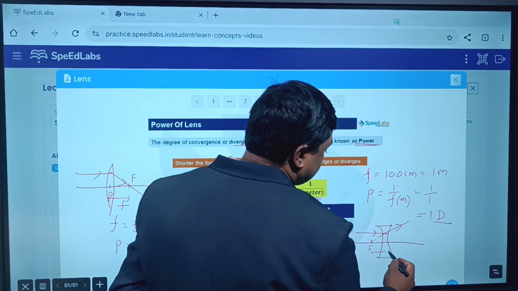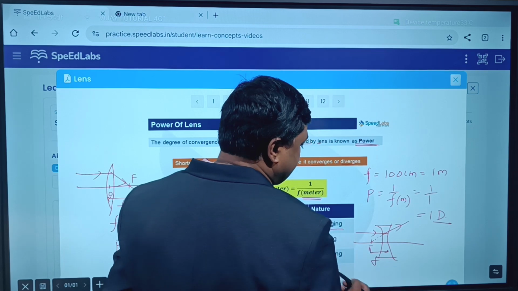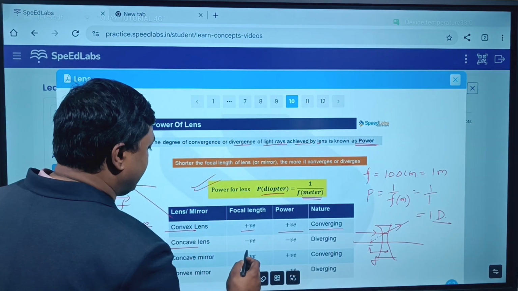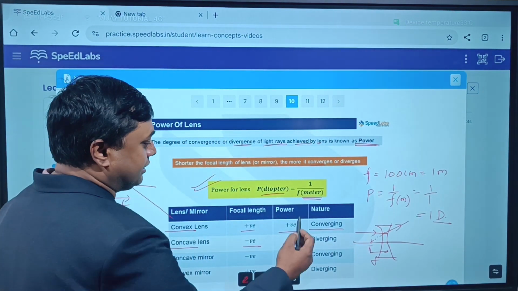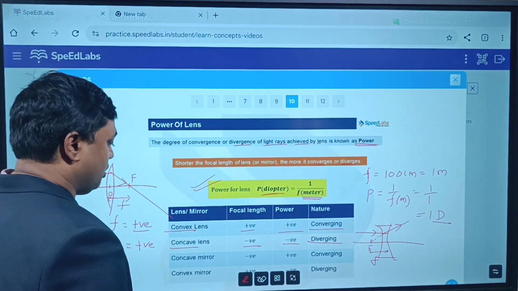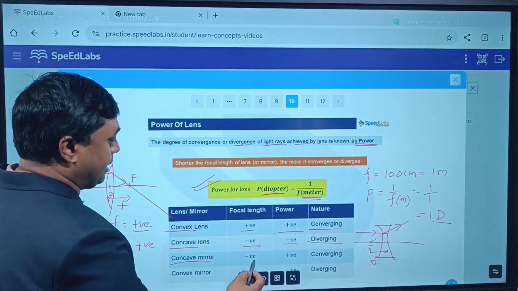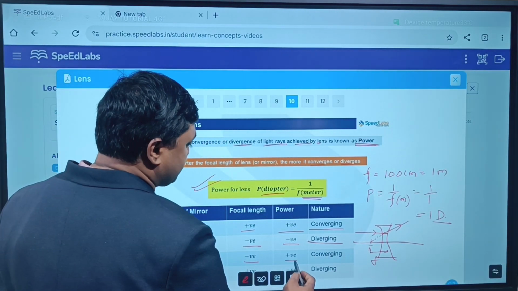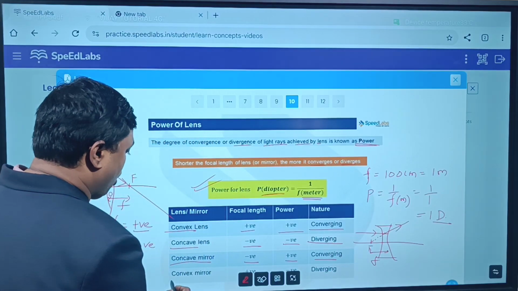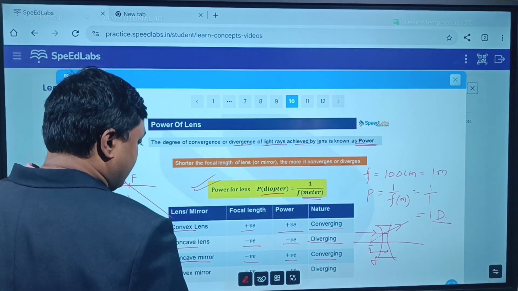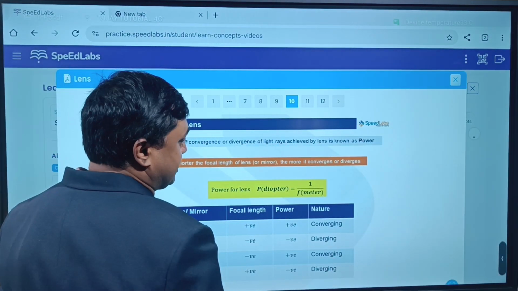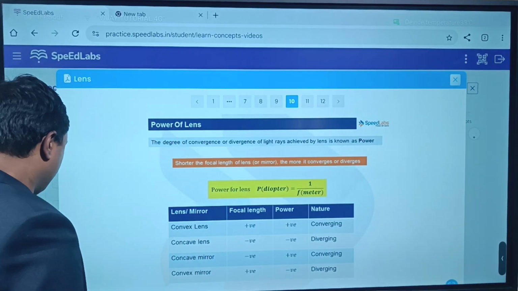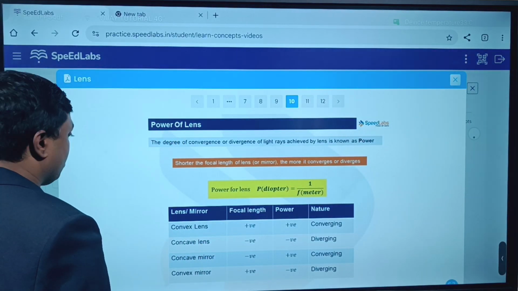after refraction it will diverge, yes or no? So this is the focus. So the focal length is on the left hand side. So focal length of a concave lens is negative, so power is also negative. The nature is diverging. Okay, concave mirror: focal length is negative, power is positive, so converging nature is there. Convex mirror: focal length is positive, power is negative, diverging nature is there. Yes or no?